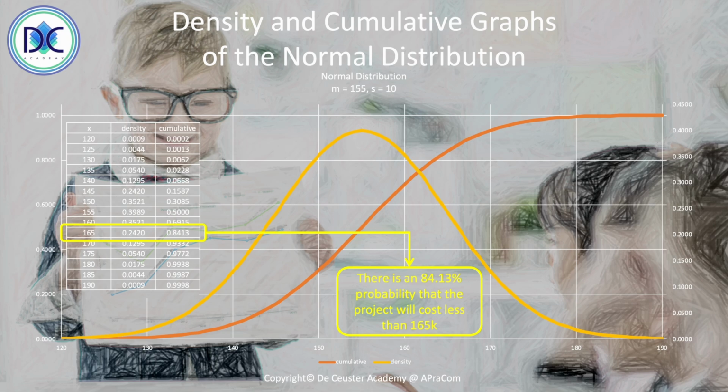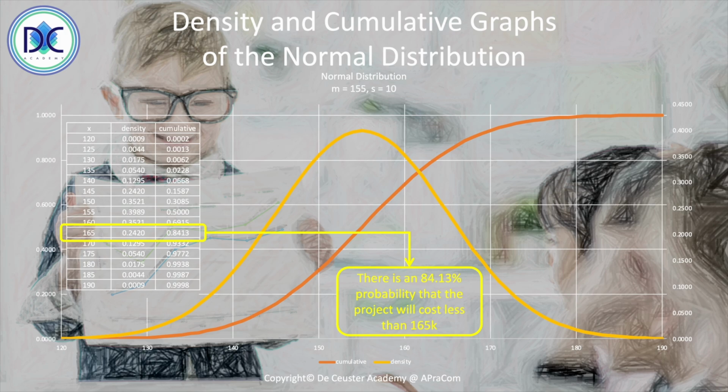Now, what we can use here is that there is an 84.13% probability that the project will cost less than 165K. So that's what we can determine with this graph. And we can ask, okay, what's the probability that the project will be costing less than 120K? Well, it's very, very low. It also depends on the standard deviation, or the number of standard deviations to the left or to the right. And that's basically what we are looking at. The more to the left, the lower the probability, the more to the right, the higher the probability.